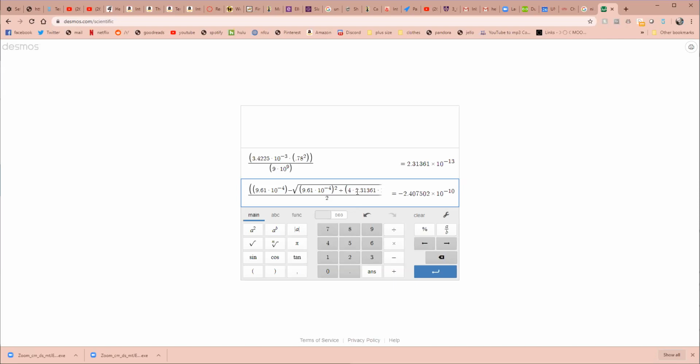So coulombs is, if you're doing it on Desmos or a web calculator, millicoulombs is 10 to the -3, microcoulombs is 10 to the -6, and then you just make sure that you keep that with the number whenever you're doing the calculation.